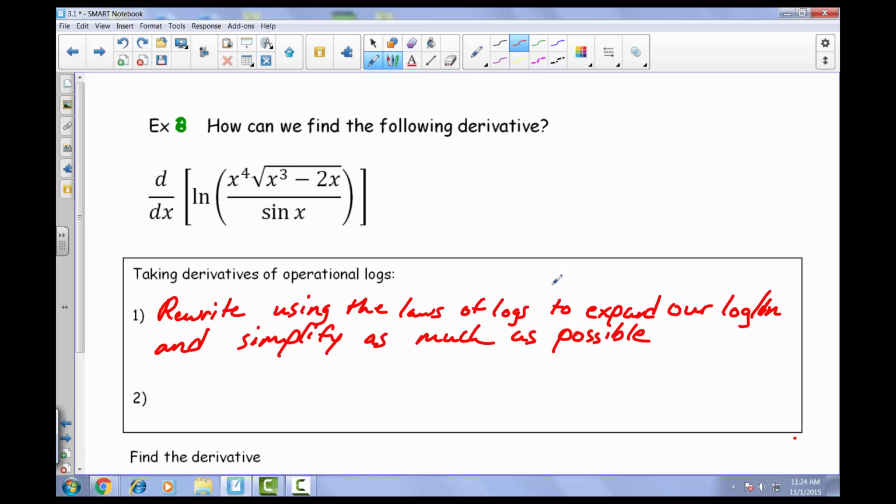Now the step 2 is, now that you've expanded things, you've simplified things, step 2 now kicks in where we actually take the derivative. So anytime that you have a scenario like this where you're trying to take the derivative of a natural log of some crazy function with a lot of stuff going on, the first goal is to expand this as much as possible and then take the derivative. So let's actually see that in action now.